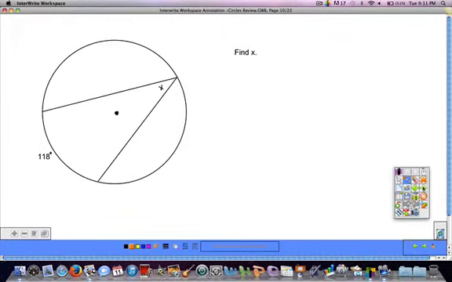All right. Same thing. That's an inscribed angle, right? The angle is on the circle. Okay. So, that must be half of that. Half of the arc. So, 118 divided by 2. 59 degrees. Okay? You like them?